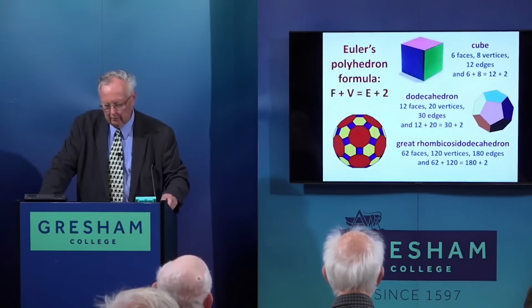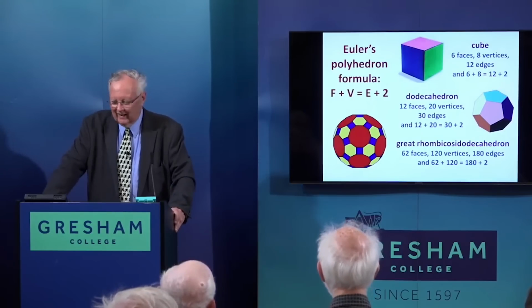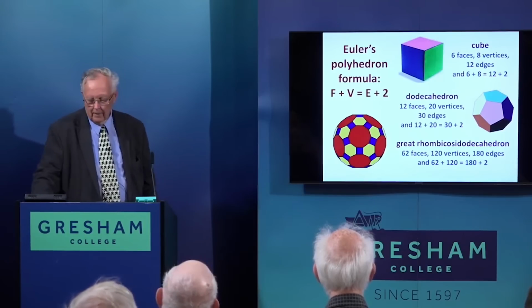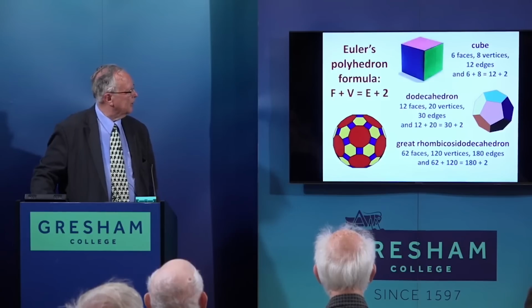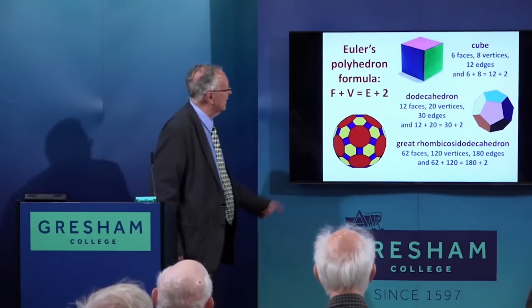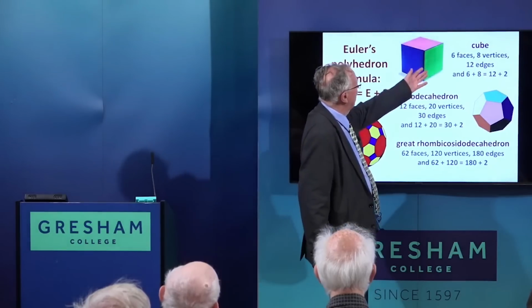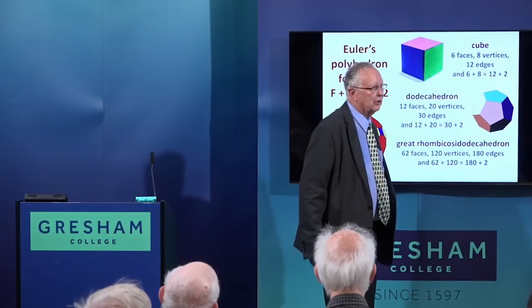But we can say more about planar graphs, and this is Euler again. In 1750, Euler observed that for any polyhedron, the number of faces plus the number of vertices is the number of edges plus 2. For example, this has 6 faces, 8 vertices, 12 edges, and 6 plus 8 is 12 plus 2.